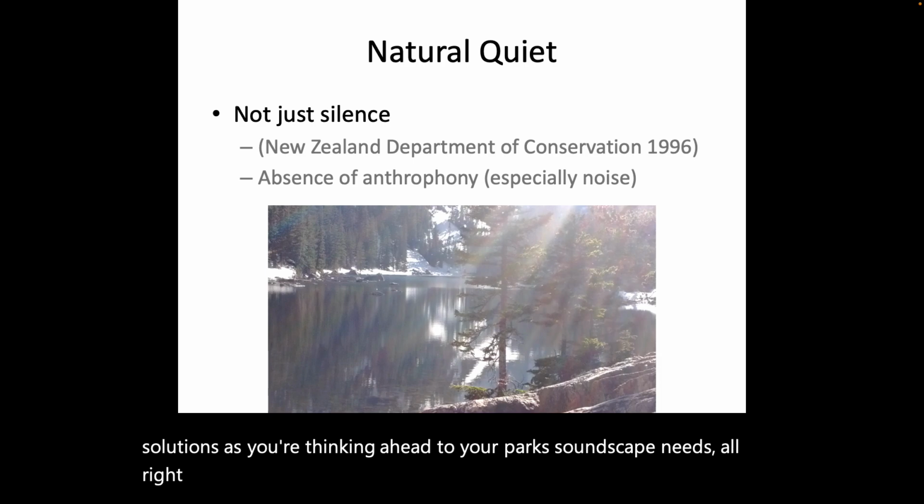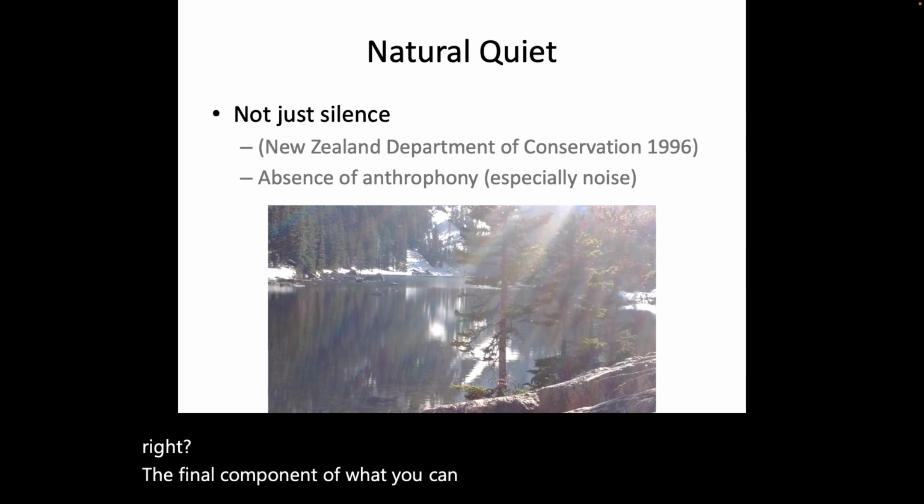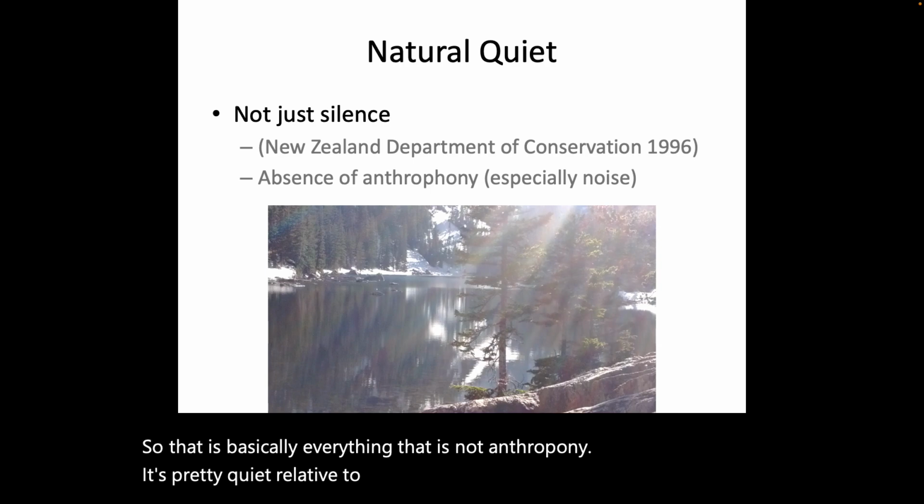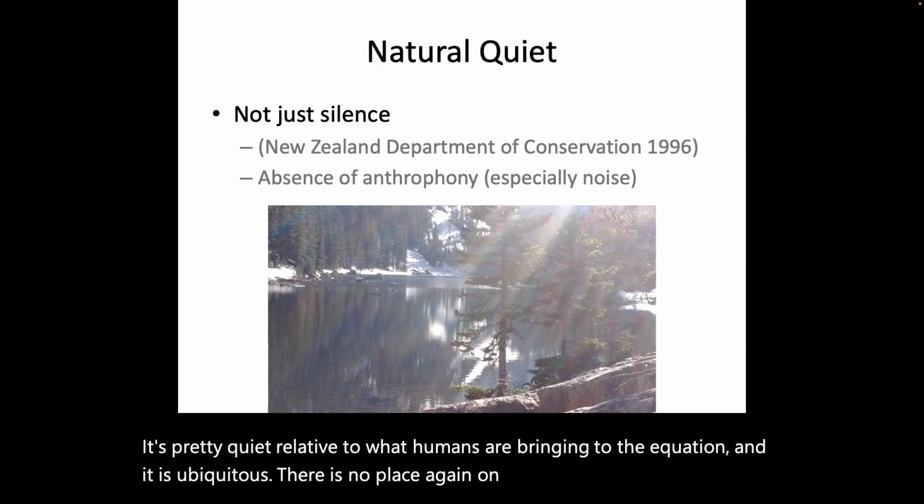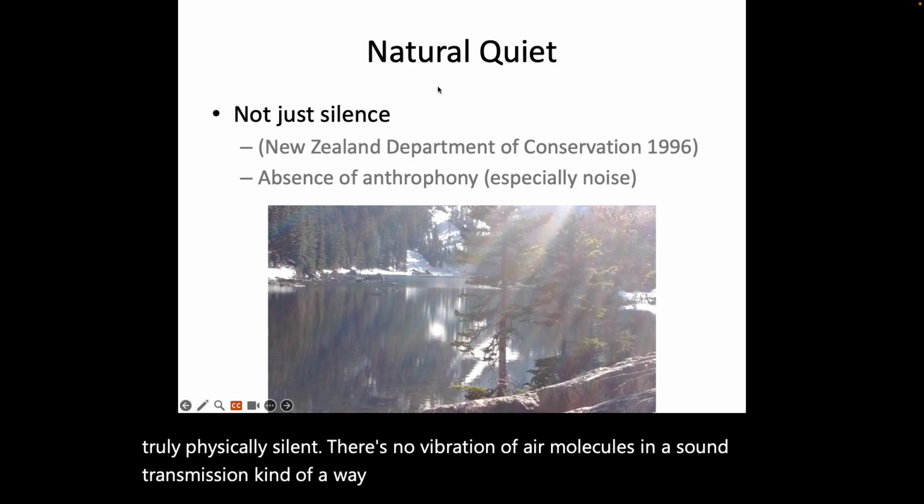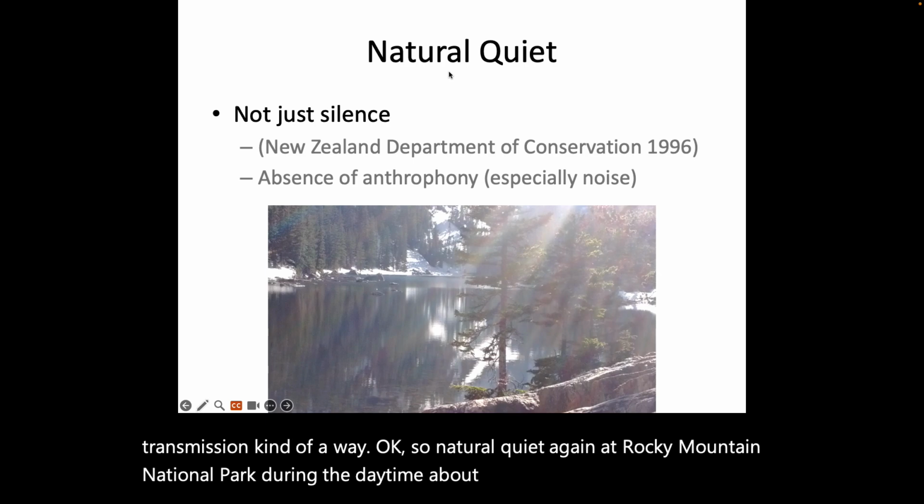All right, the final component of what you can hear out in the wild is natural quiet. So that is basically everything that is not anthrophony. It's pretty quiet relative to what humans are bringing to the equation, and it is ubiquitous. There is no place, again, on the surface of the earth that is truly physically silent. There's no vibration of air molecules in a sound transmission kind of a way. Okay? So, natural quiet again at Rocky Mountain National Park during the daytime, about 35 decibels. A full 20 decibels less than somebody talking.